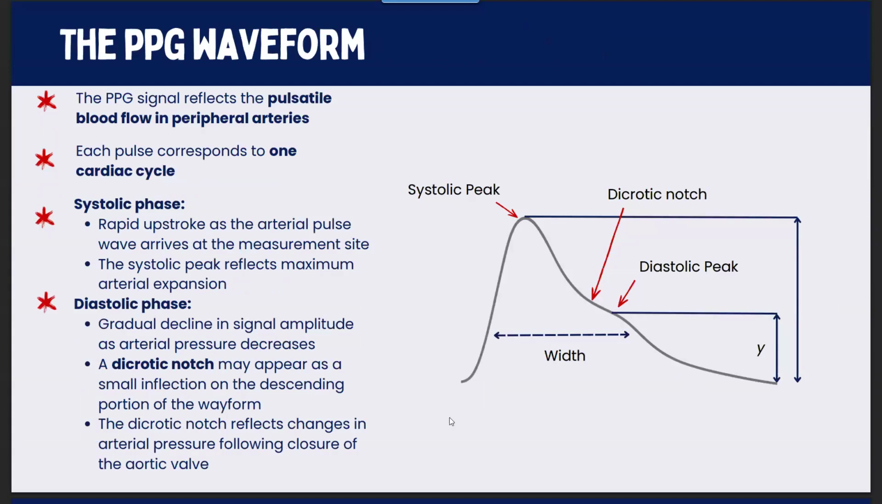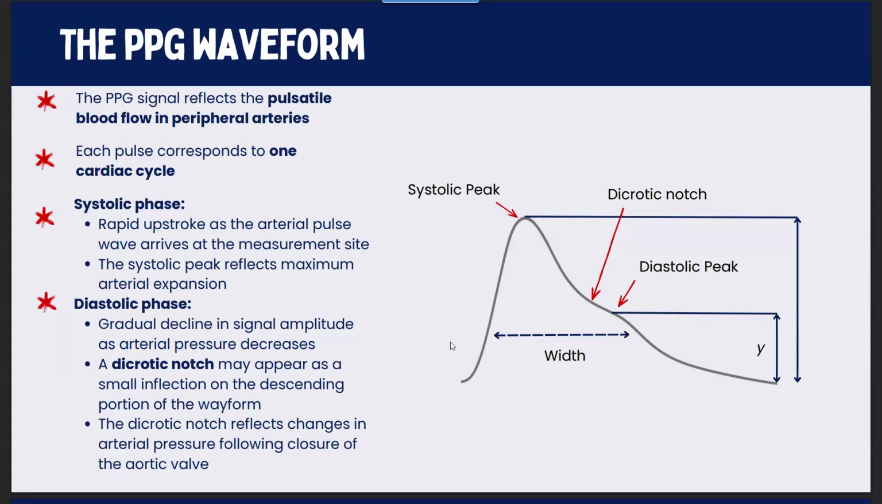So let's break this waveform down in a little bit more detail so we can see really what we're looking for. So again, PPG is reflective of this pulsate blood flow at the peripheral arteries. And for each pulse that we see, this is going to correspond to one cardiac cycle. So again, everything follows ECG. We get the electrical command for the heart to beat, and then this is the pulse arriving at that periphery. And with the PPG waveform, this is really broken down into two different phases of activity.